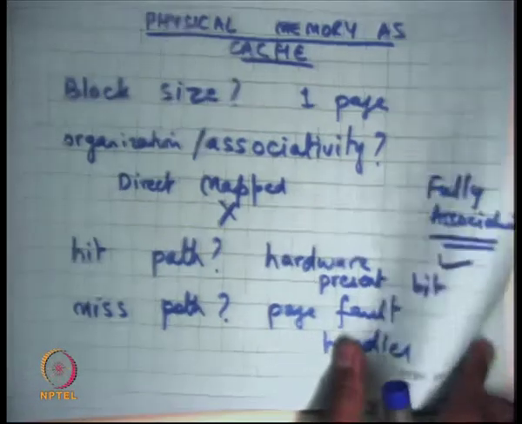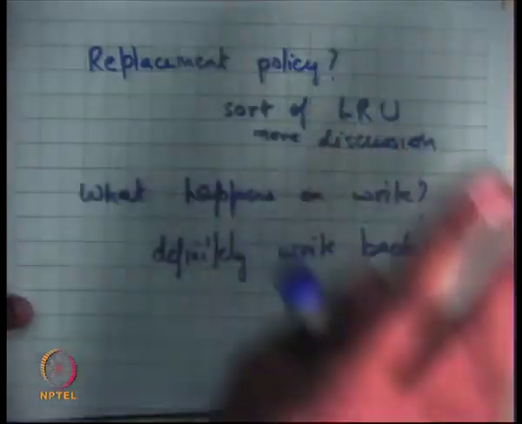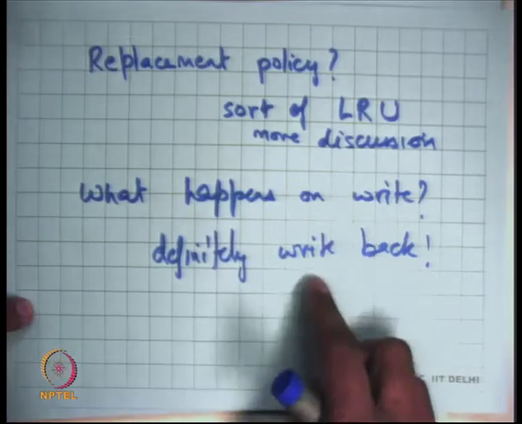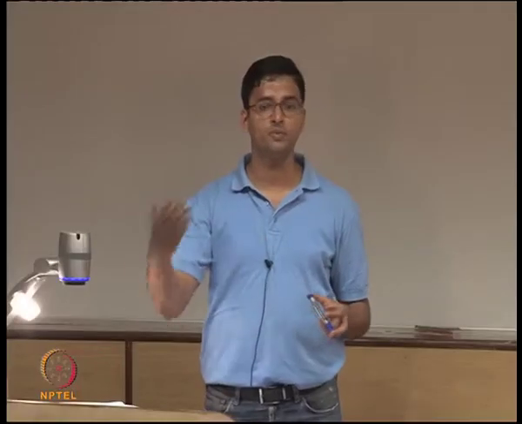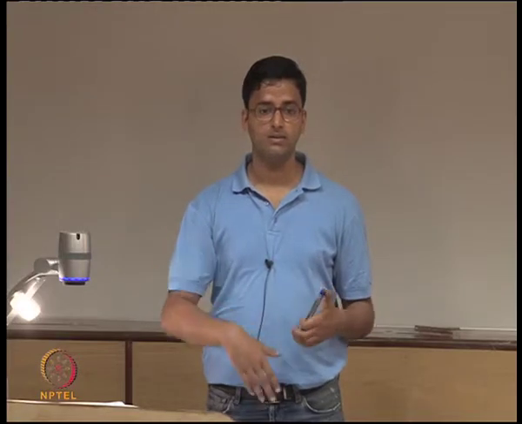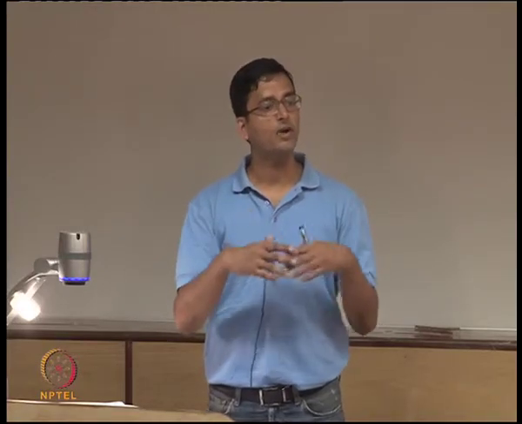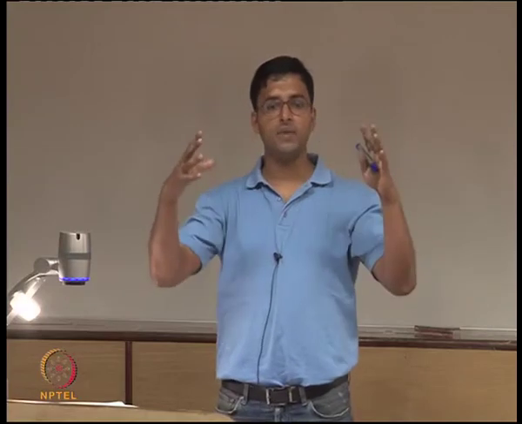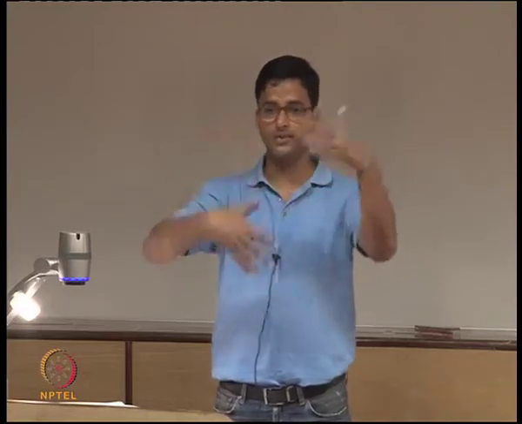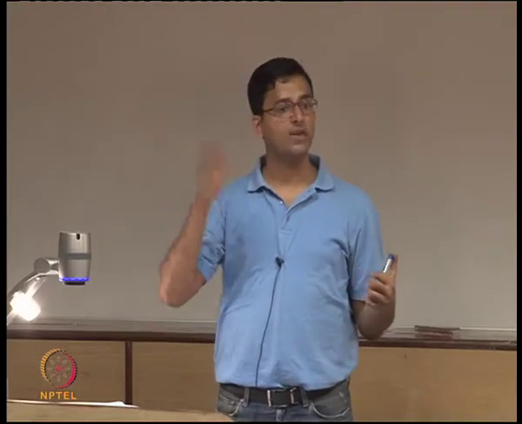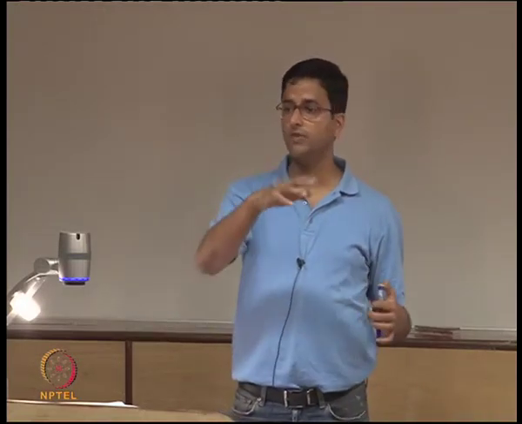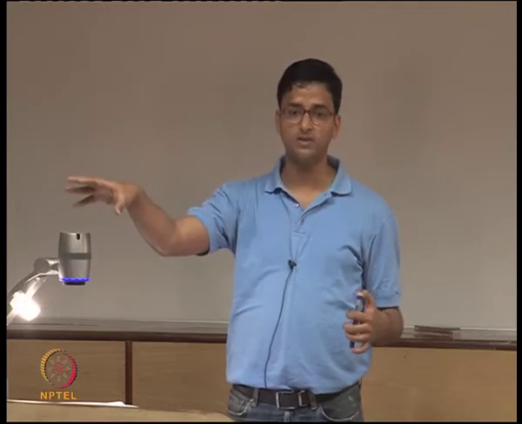All right, and the miss path is the page fault handler. The replacement policy is implemented in this, but what happens on a write? Definitely write back. How does the hardware indicate that this page needs to be written back? So basically, if it's a write back policy, the program should execute at full speed and just keep writing to these pages. And at cache replacement time, you will figure out whether this page needs to be written back to the disk or not.